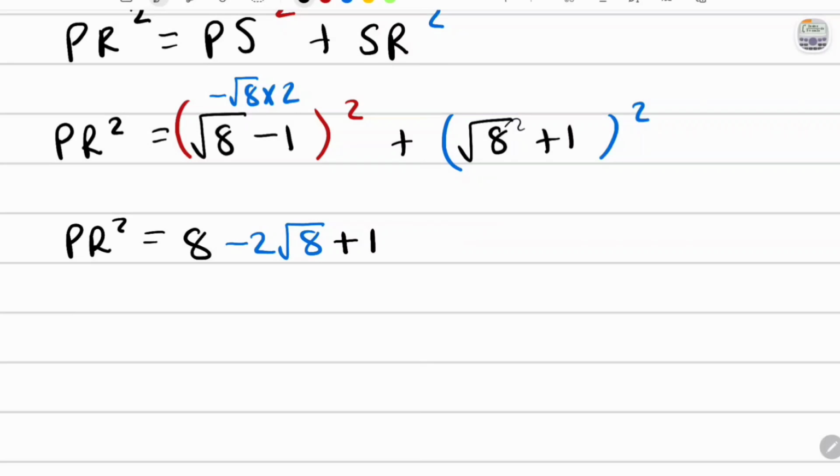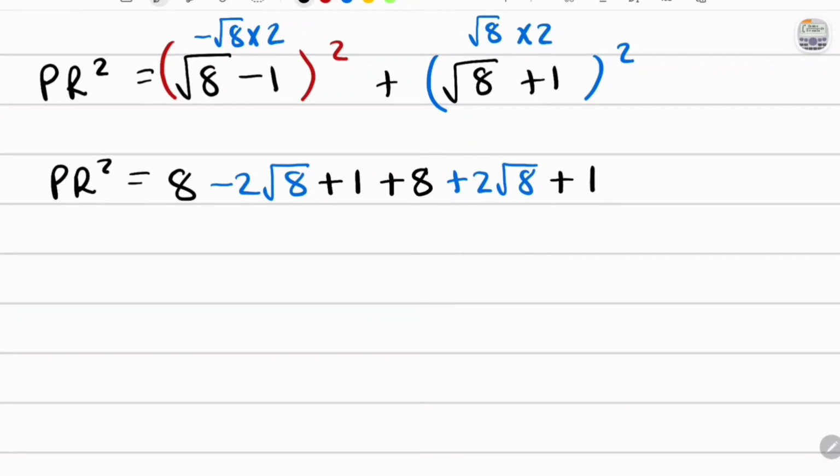Same thing here, okay? Square root 8 plus 1, square the first term, that's positive 8. Square the last term, positive 1. Multiply the two terms, square root 8 times 1 is square root 8. And then you're going to multiply that by 2. So we have positive 2 square root 8.